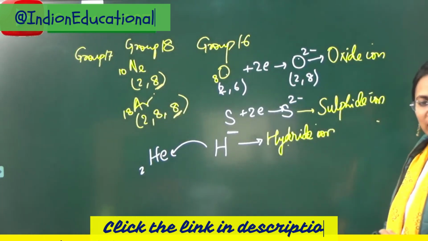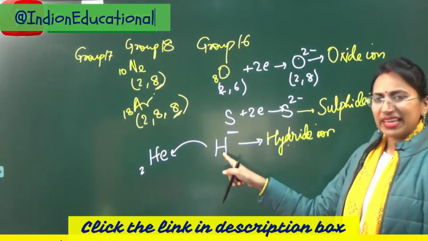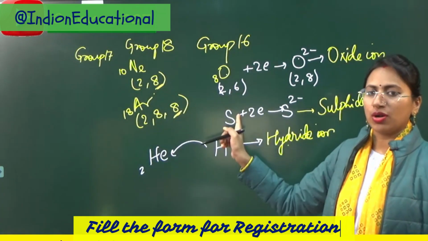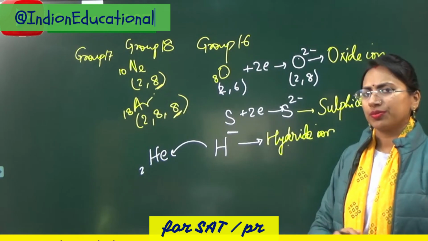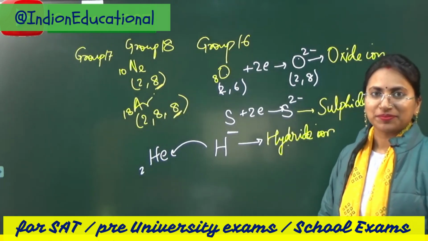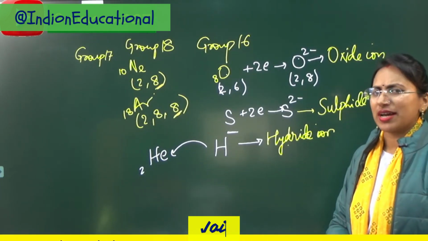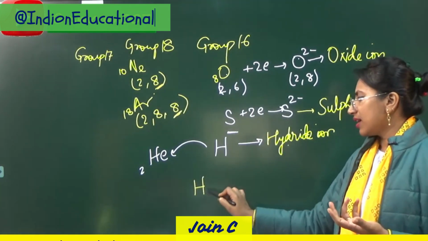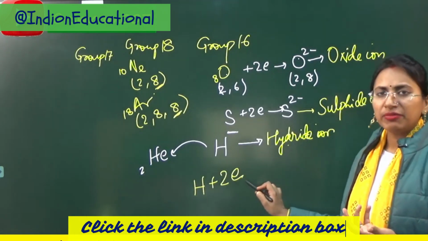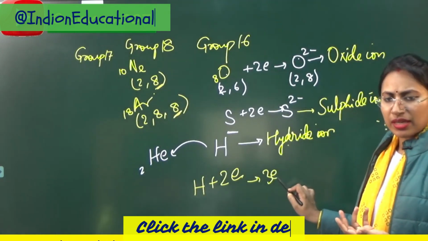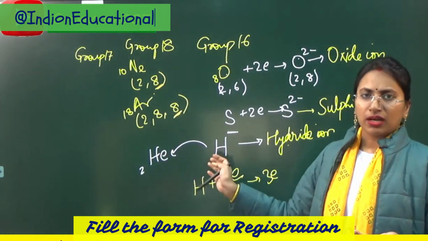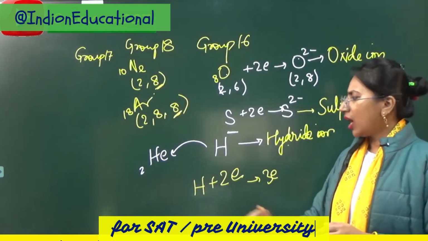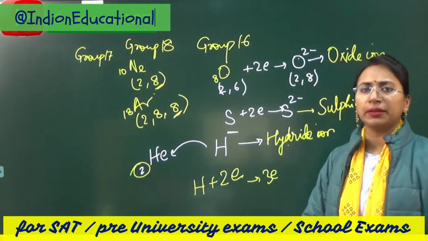Hydride ion. Now can you relate it? Why is H gaining only 1 electron? It is not gaining 2 electrons like these two. Why is it so? Can you answer it? You can try. If hydrogen gains 2 extra electrons, it will have 3 electrons, right? And what is the immediate noble gas nearest to hydrogen? Helium. What is the electronic configuration of helium?